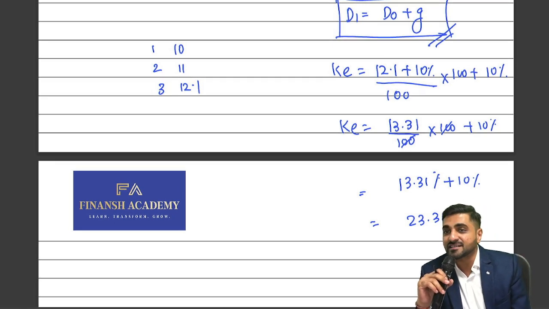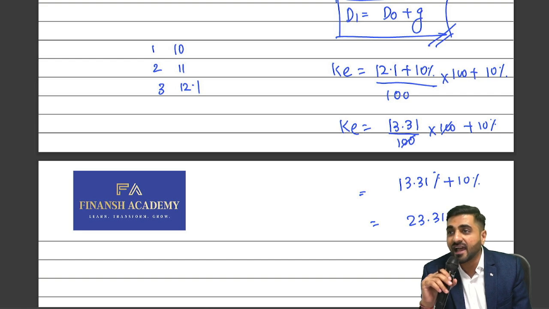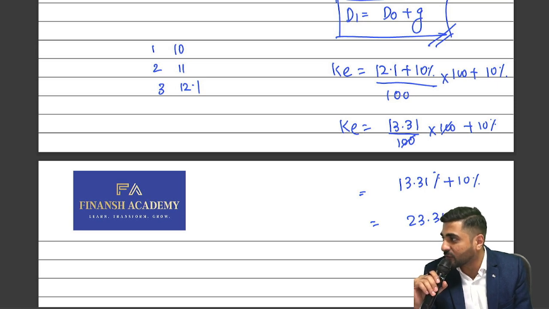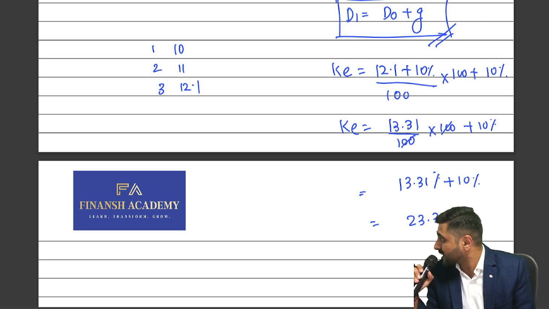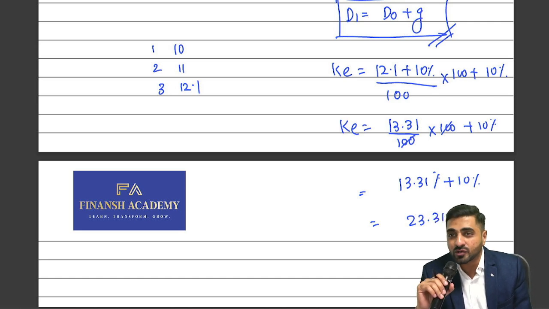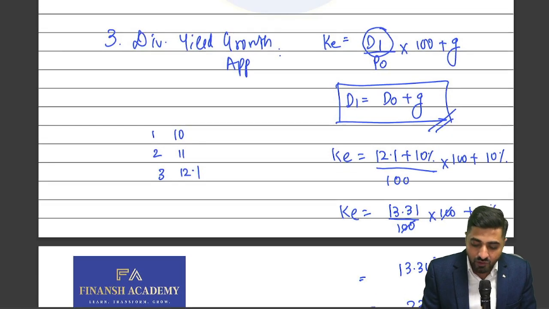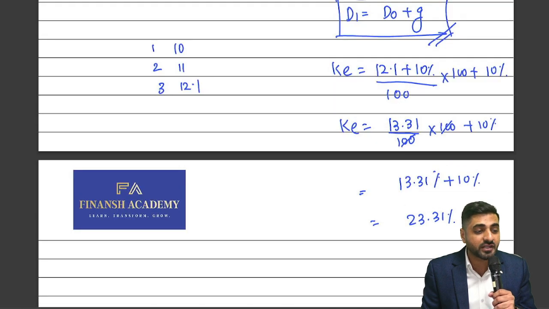5% plus 2% is 7%, not 5.1. 10% plus 5% is 15%, it is not 10.5. 23% plus 2% will give you 25%. Are you guys trying to understand this? So whenever the growth rate is given to you in percentage terms, we will add it to the final answer. This is how you can calculate your KE using the dividend yield growth approach. Yes or no?